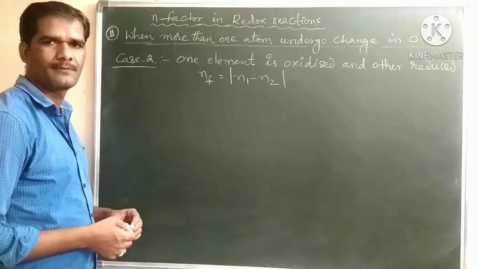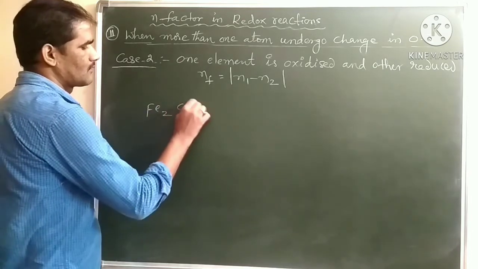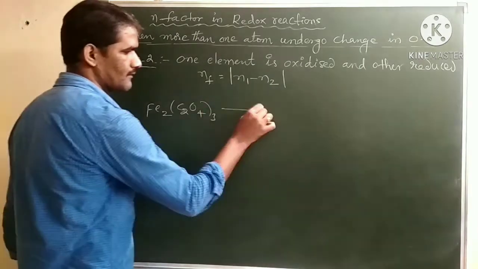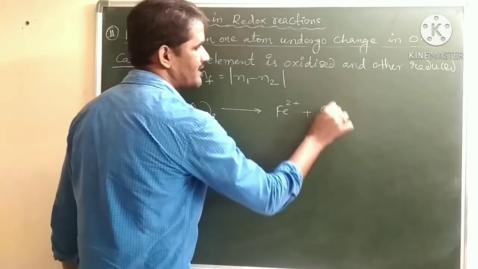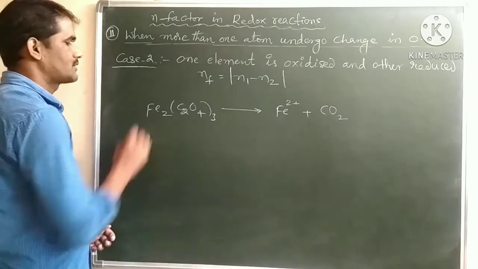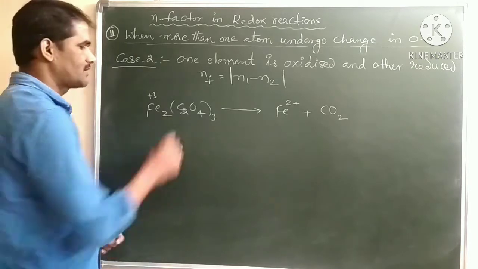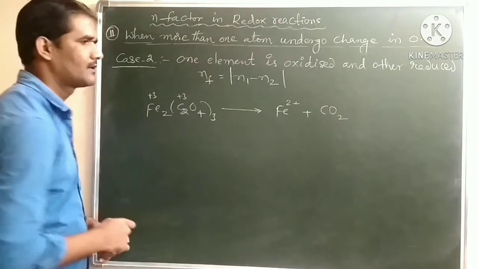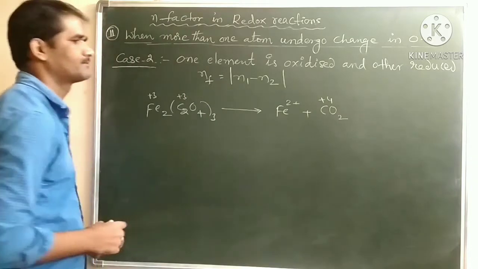We'll see the examples for this. Ferric oxalate changing to iron 2 plus and carbon dioxide. Now here iron oxidation state as usual is +3, oxalate carbon oxidation state is +3, and in the products iron we have +2, here carbon is +4.